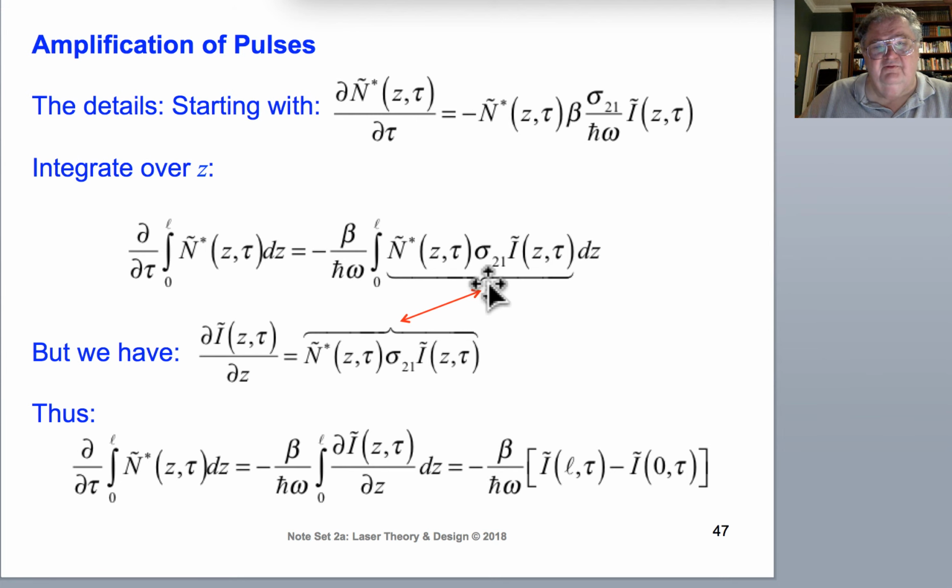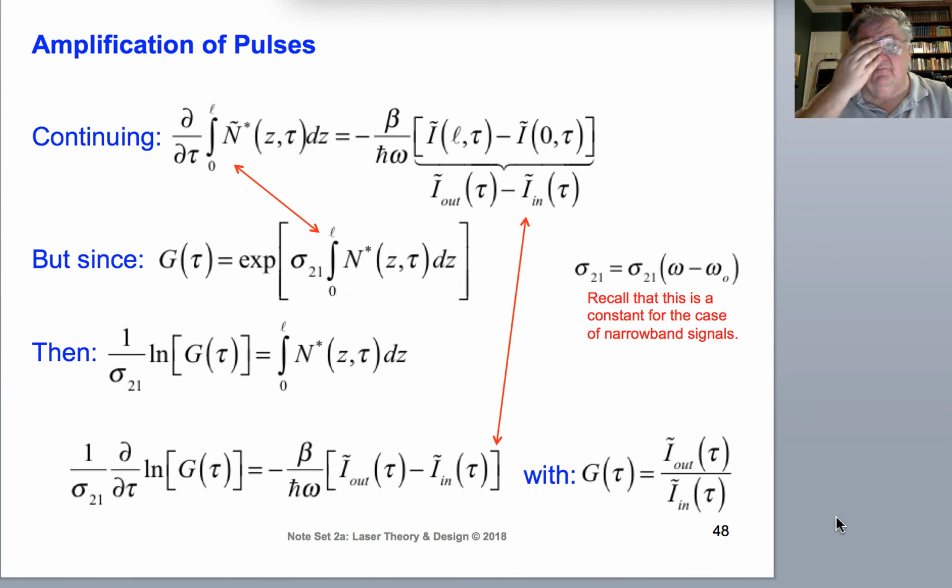I substitute this. But good old calculus, the integral undoes the derivative. Right? So the integral from 0 to L of the derivative of I, dI/dz, is simply equal to I of L minus I of 0 at time tau. We haven't specified time tau yet. So we have what this integral is here. This integral is simply equal to this. So good, we've evaluated that.